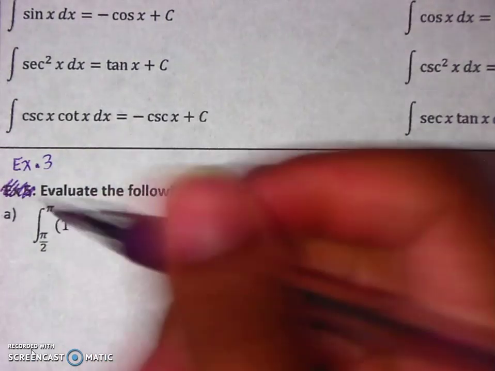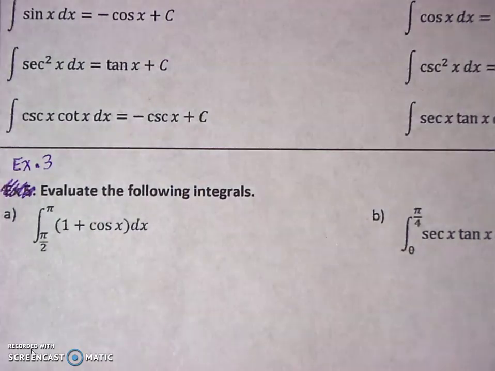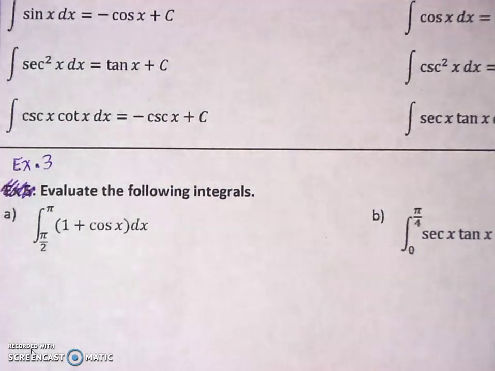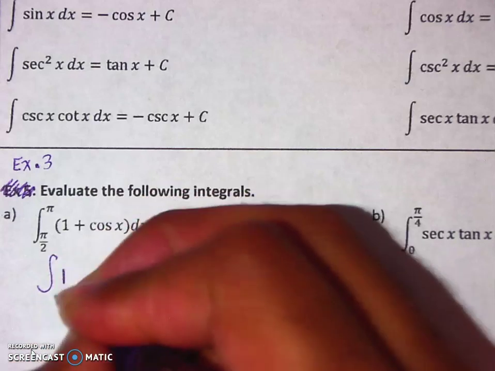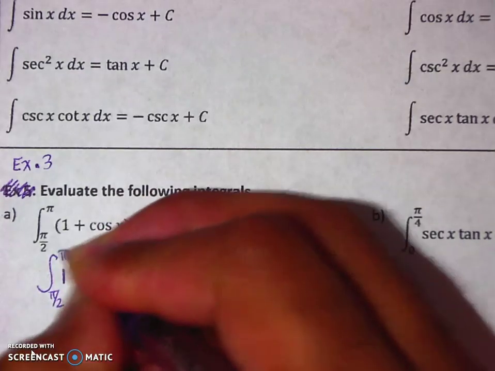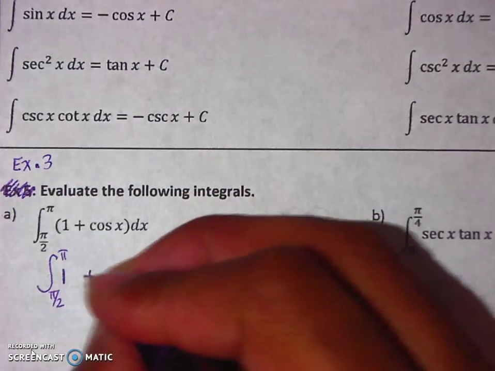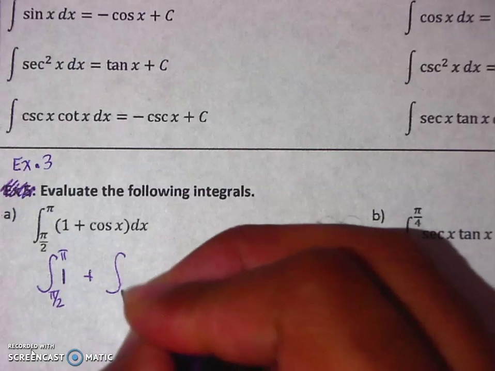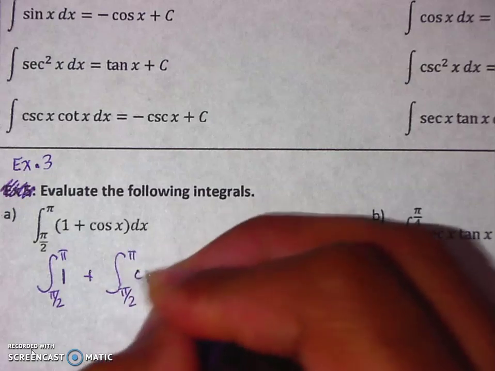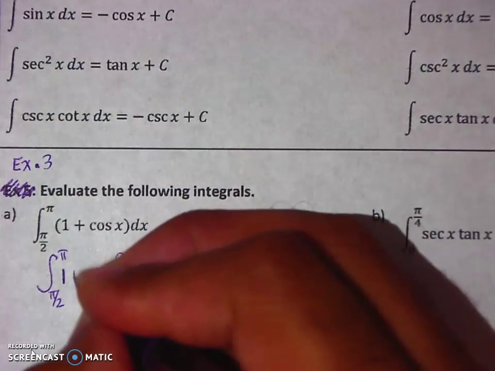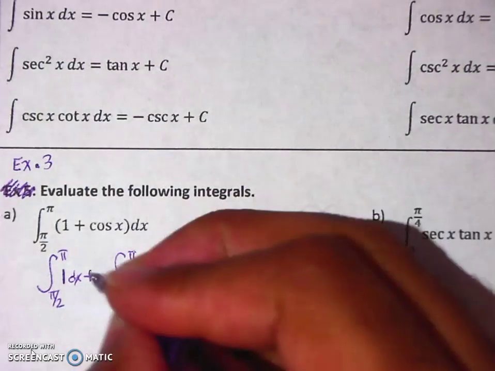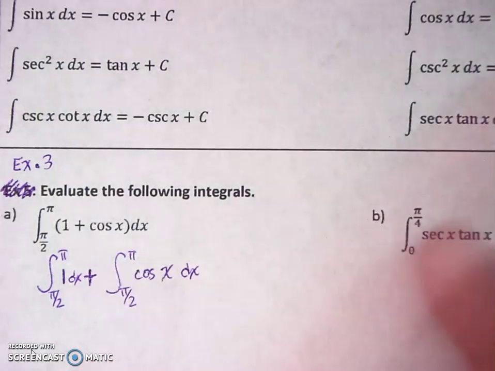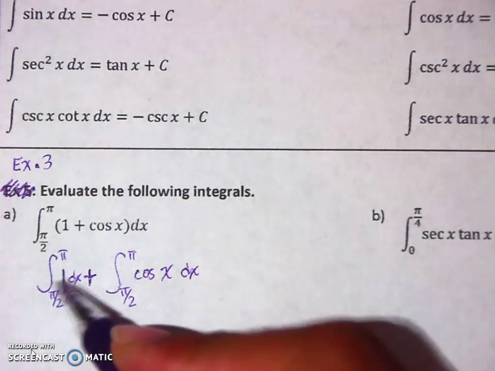With this, remember we talked at the beginning about sum and difference: we can break it apart, do the integration of this one, the integration of that one, and then add them together. That's what we're going to do here. We're going to integrate 1 from pi over 2 to pi, and then we're going to integrate cosine. We put the dx for both of them because we're taking the integral with respect to x. With both of these, we're going to find the integral.